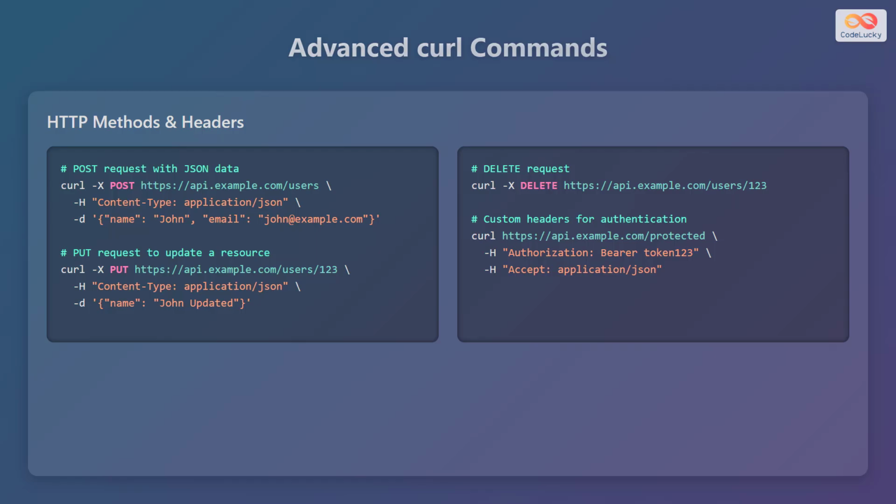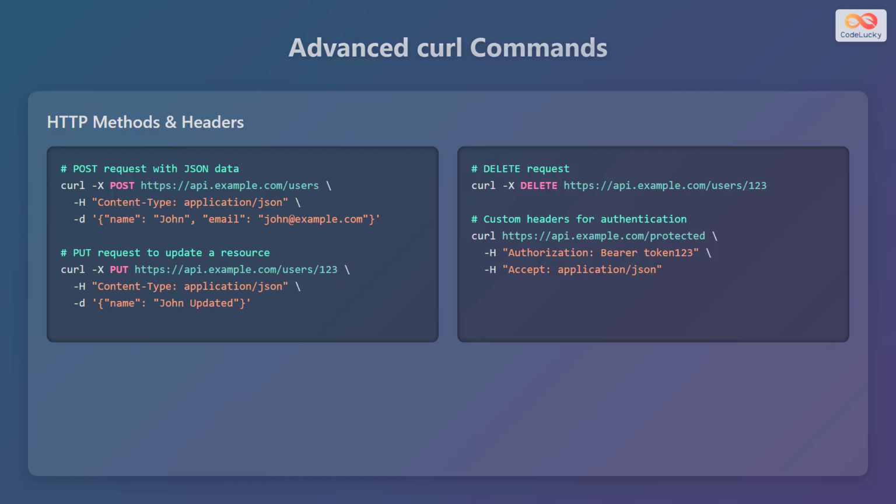For a PUT request to update a resource, type curl -X PUT followed by the application programming interface endpoint. Add the header content type, application/JSON, and the data you want to send. For a DELETE request, type curl -X DELETE followed by the application programming interface endpoint.